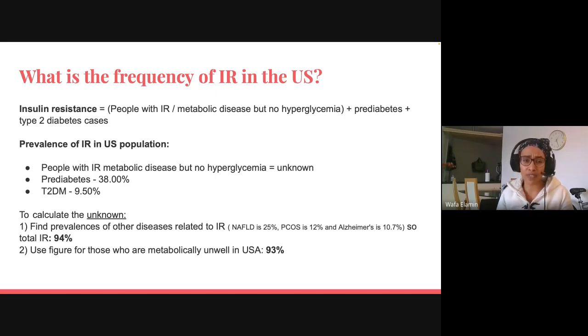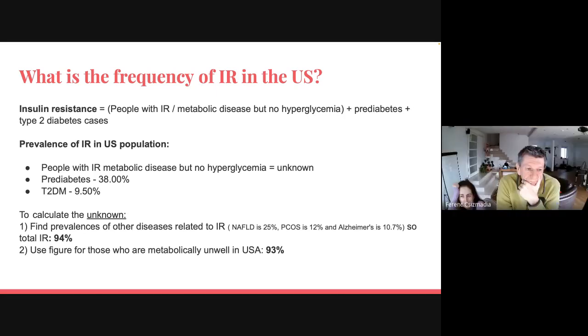That's imperfect, with lots of different issues, but it does raise the insulin resistance much higher in the population. And then looking at some of the papers that Cheesy had sent, on metabolically unwell people in the US, those figures were between 88 to 93%. So regardless of which way we choose, the figure is likely to be in the late 80s, early 90s, and that unknown number accounts for a much higher prevalence in the population. I think our target for the frequency of IR should be around 93 to 94% of the population. That's my thought process behind it.